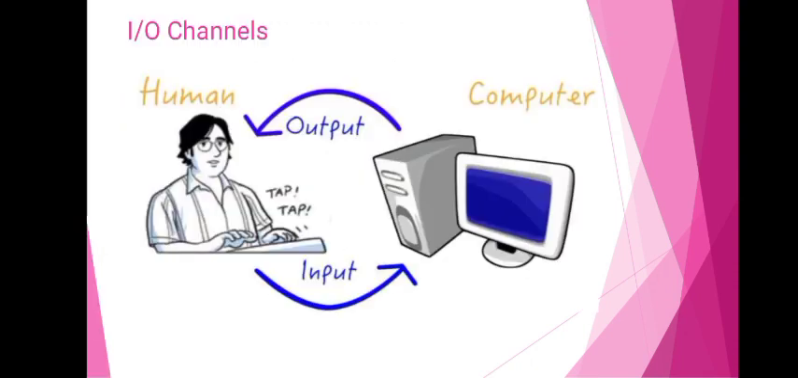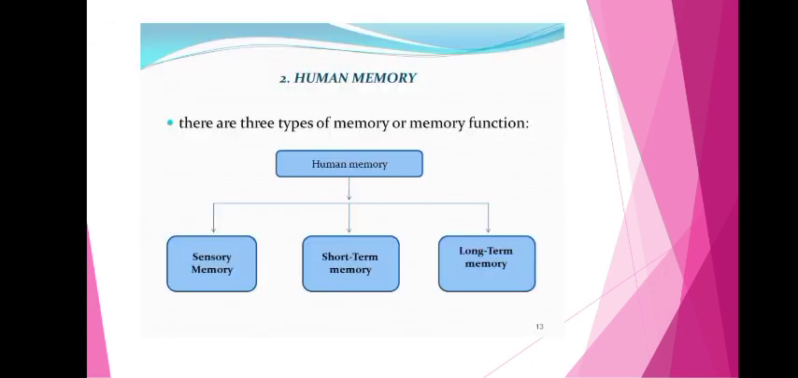The human and the computer interact with the help of input. The human will give an input, the computer will process the input and it will generate the output. For storage, it involves various memories like sensory memory, short-term memory, and long-term memory.